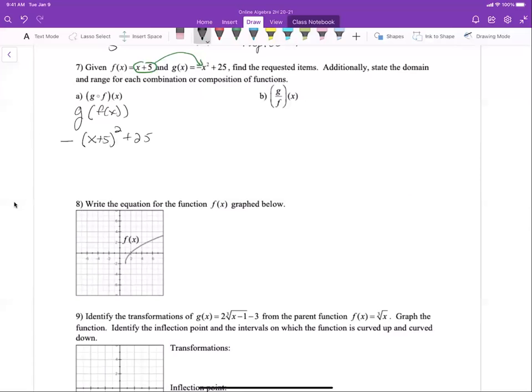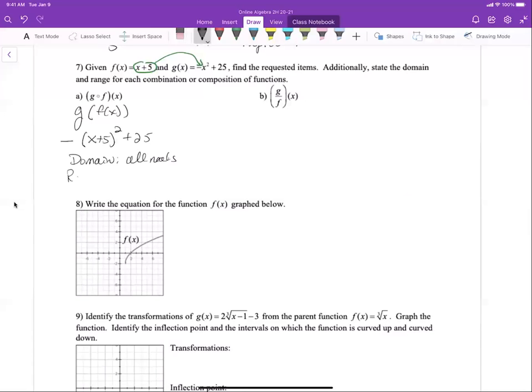What is the domain? Okay, so this is actually a quadratic equation. It's written in vertex form. And if you recall, with quadratic equations, we have no restrictions on my x values. X values can be all reals. So my domain, my input, is all reals.